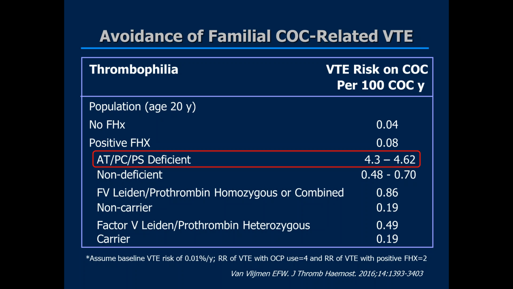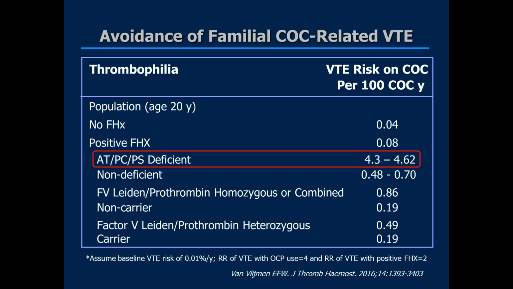But what's interesting is that if you look at the non-deficient members of that family, so women who come from a family with antithrombin, protein C or protein S deficiency but who test negative for the thrombophilia, their risk ranges between 0.48 and 0.7% per year. So that's still reasonably low, but it's not the same as in those who have only a positive family history, and certainly not the same as in those who have no family history. So when you're undertaking thrombophilia testing in these families, you have to be very careful when you're counseling the non-deficient members of the family as to whether or not they can use contraceptives, that you're not making a blanket statement that their risk of venous thromboembolism is the same as in the general population, because it's actually not.